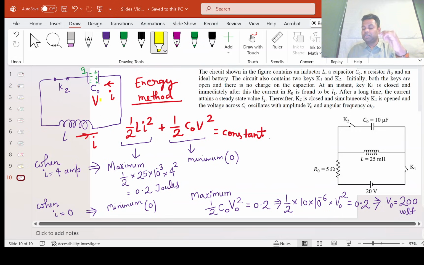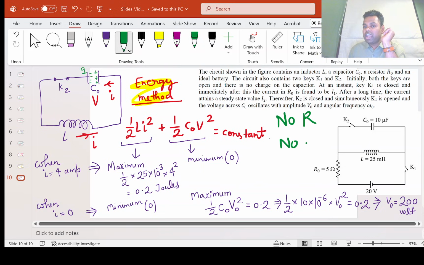But in the JEE, the time is very important. So if you use the energy method, it can be faster. So in this circuit, there is no resistance, right? So there is no energy loss. So energy is conserved, right? There is no R, so no energy loss in this circuit.